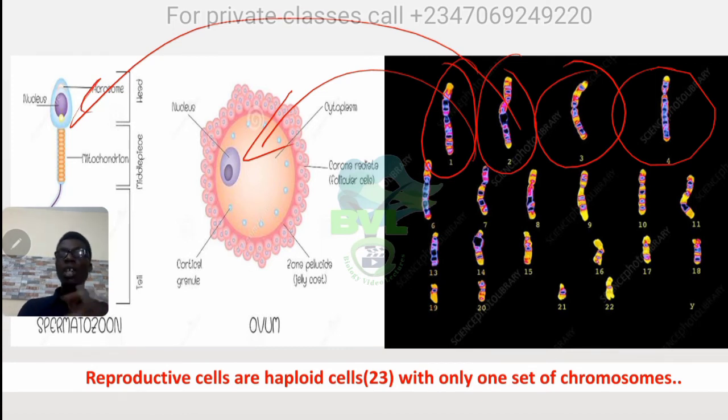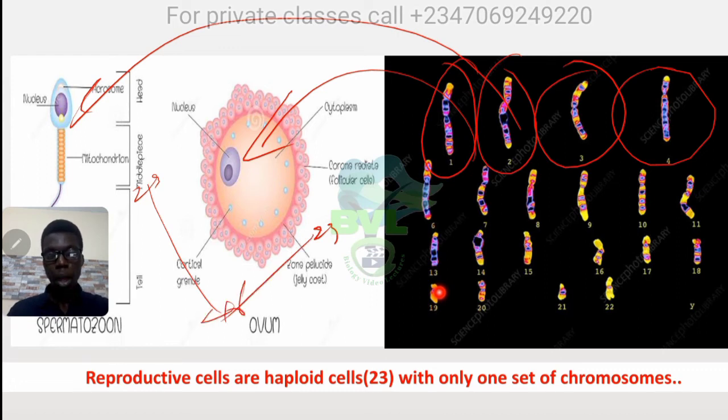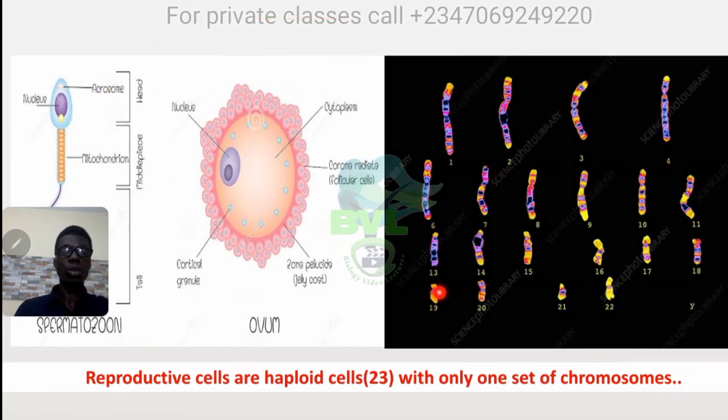And the reason for that, we're going to be looking at later, is that if not for these 23 chromosomes here, we would have an abnormal chromosome number during fertilization. So when this comes together, this forms 46. But imagine it was 46 plus 46. That would have been terrible, so to say.